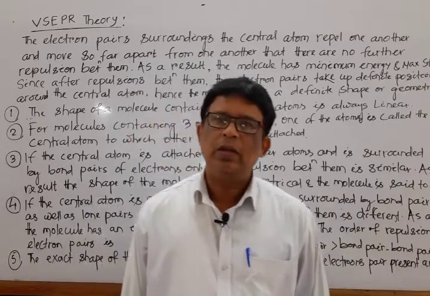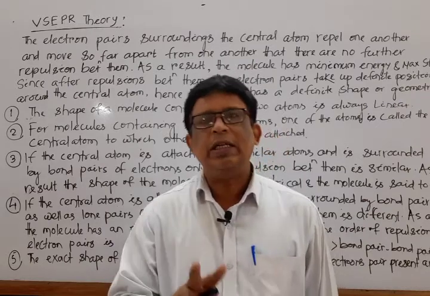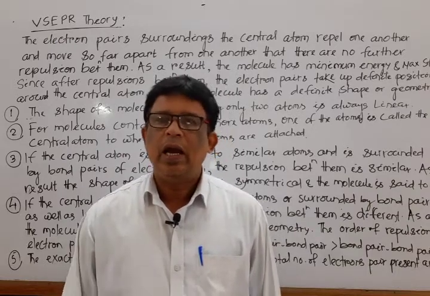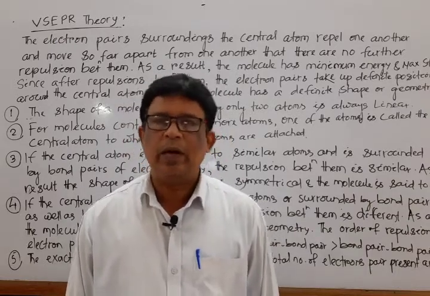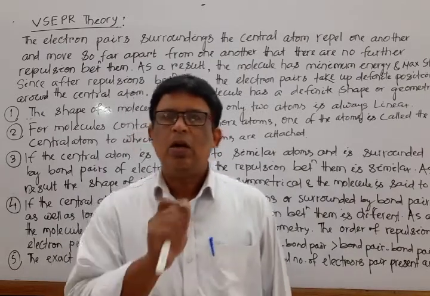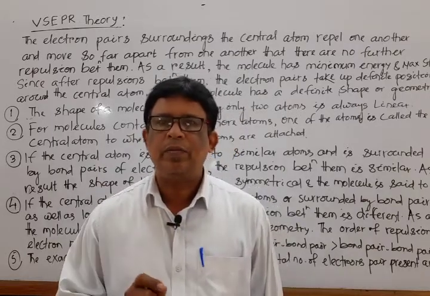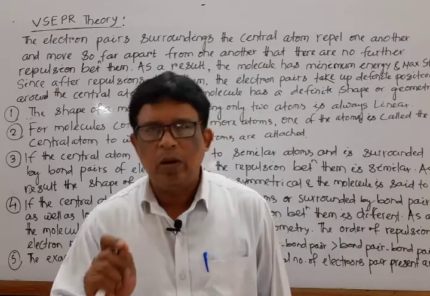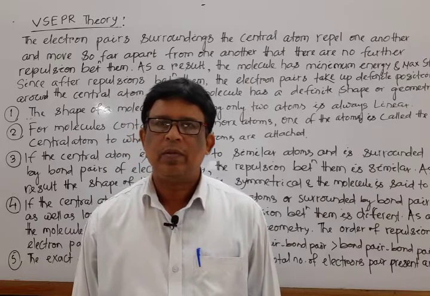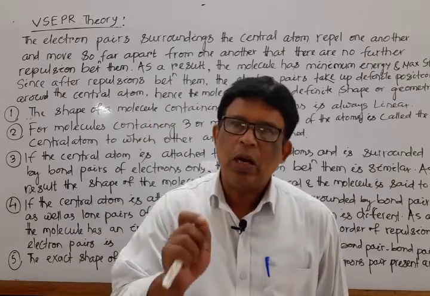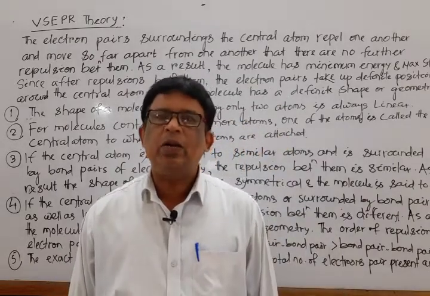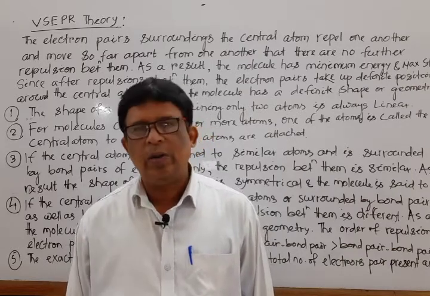According to this theory, the repulsion is different in different cases. It is a maximum in the case of lone pair and minimum in the case of bond pair. So the decreasing order of repulsion is lone pair-lone pair repulsion is greater than lone pair-bond pair repulsion is greater than bond pair-bond pair repulsion. Hence, by applying this theory, the actual geometry, whether symmetrical or not symmetrical, is decided by taking into account the lone pair electrons and bond pair electrons.